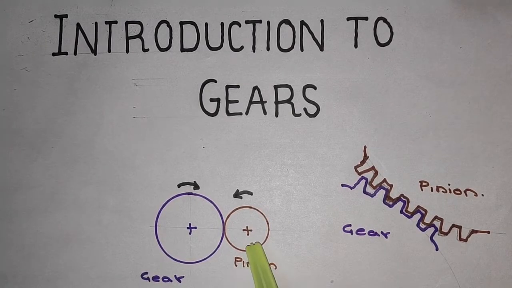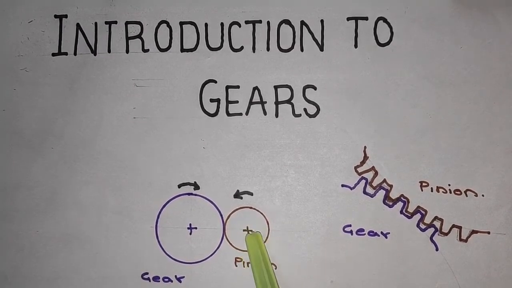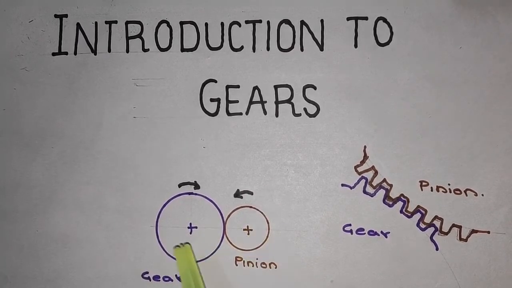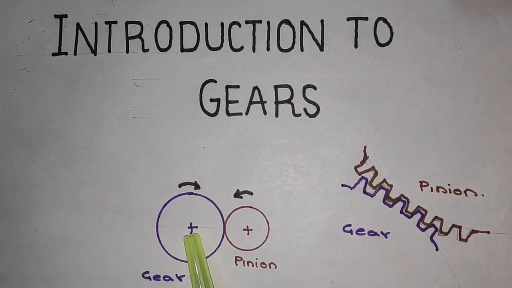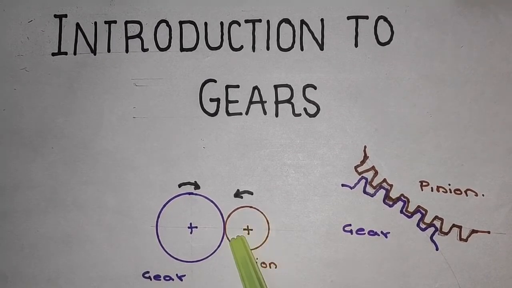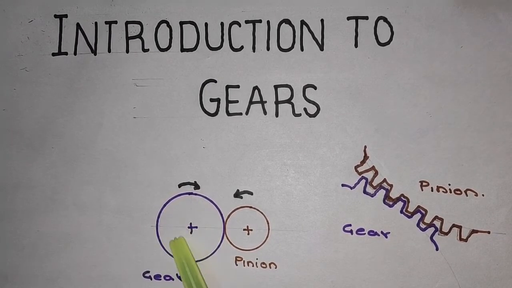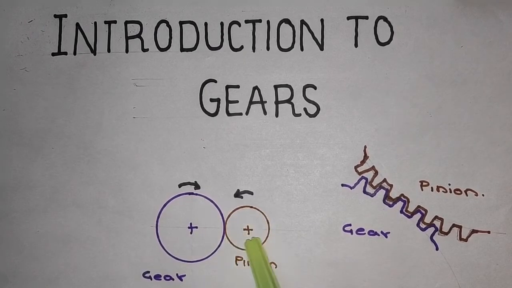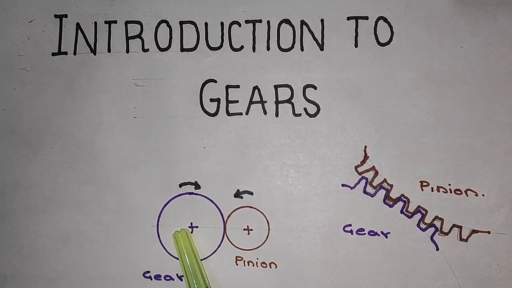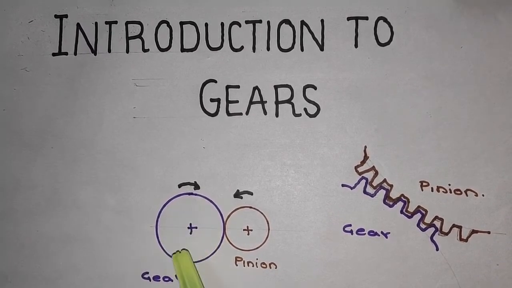Now if the pinion is connected to the driver shaft, that is, this shaft rotates with external power, the rotation of this pinion makes the gear rotate. Here the system is a speed reducer: this particular small gear rotates at higher speed whereas the larger gear rotates at lower speed. So the high speed from this shaft is transmitted over here, but the second shaft rotates with lower speed.